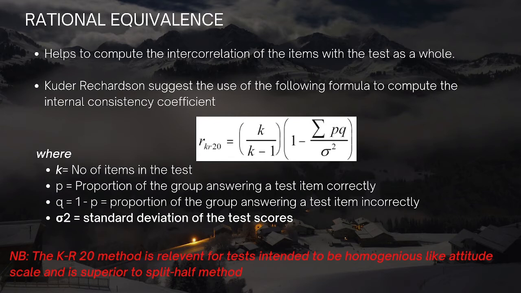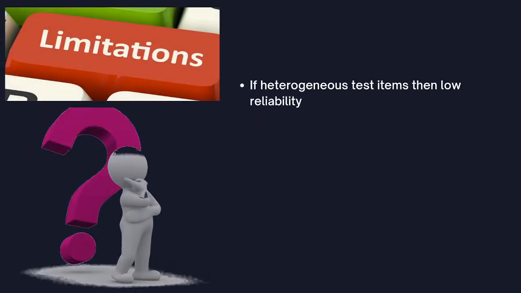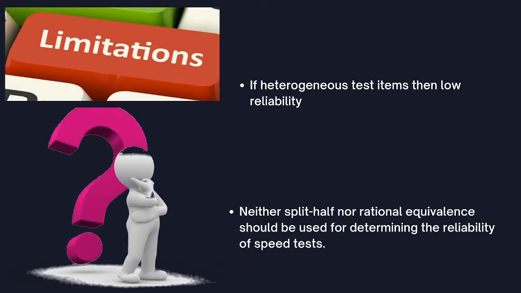We are moving towards the limitations. In limitation, you can say this method is especially used for homogeneous tests, and when you are talking about heterogeneous tests, you can find the reliability is very low. This is the foremost limitation of the rational equivalence method.